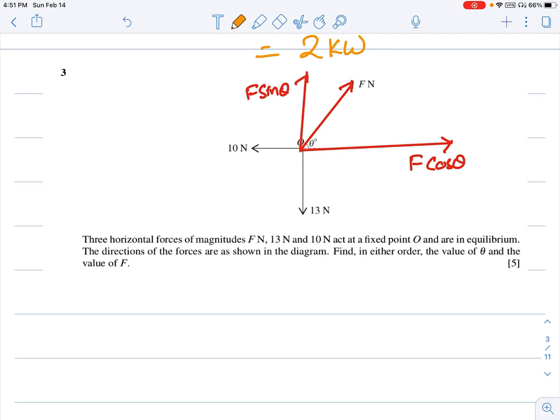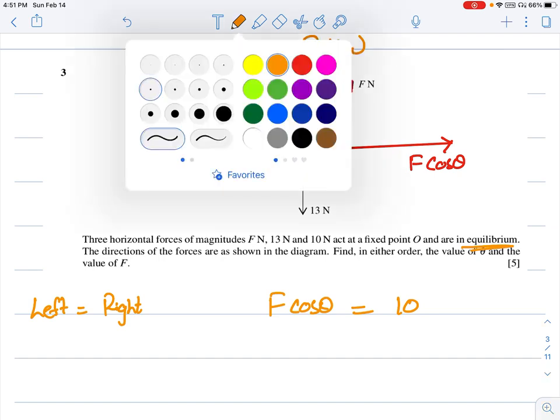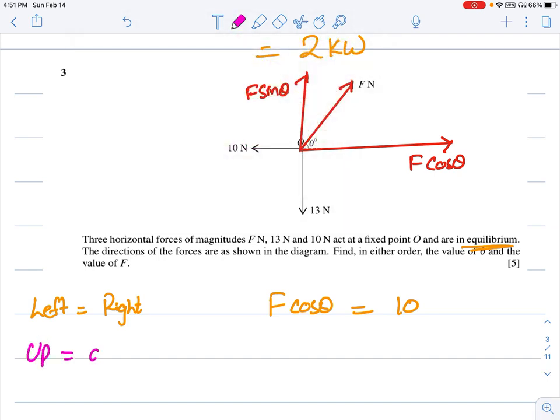He says that three horizontal forces act on a fixed body and they are in equilibrium. Equilibrium means left side force should be equal to the right side force. So left side force is F cos theta, right side force is 10 N, so F cos theta is equal to 10. And next one, upward force is equal to downward force, so F sin theta is equal to 13.